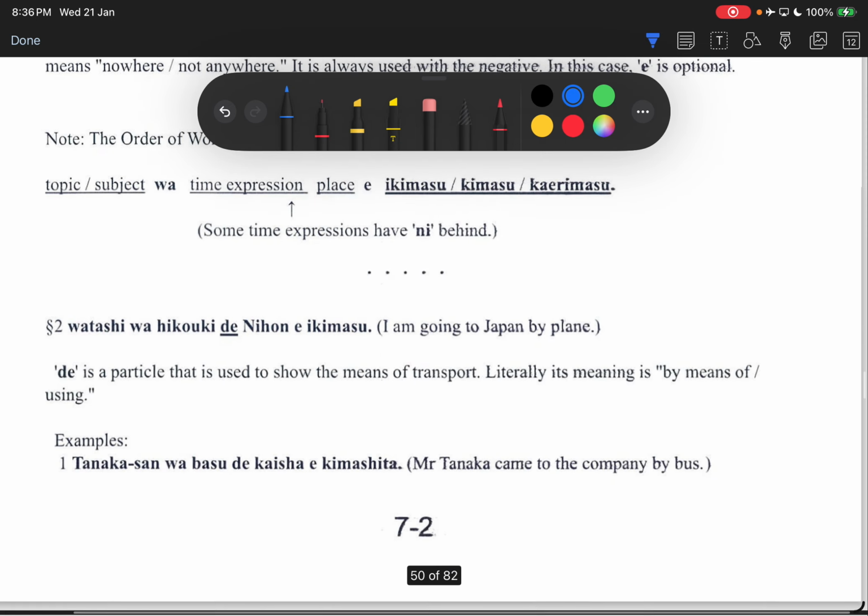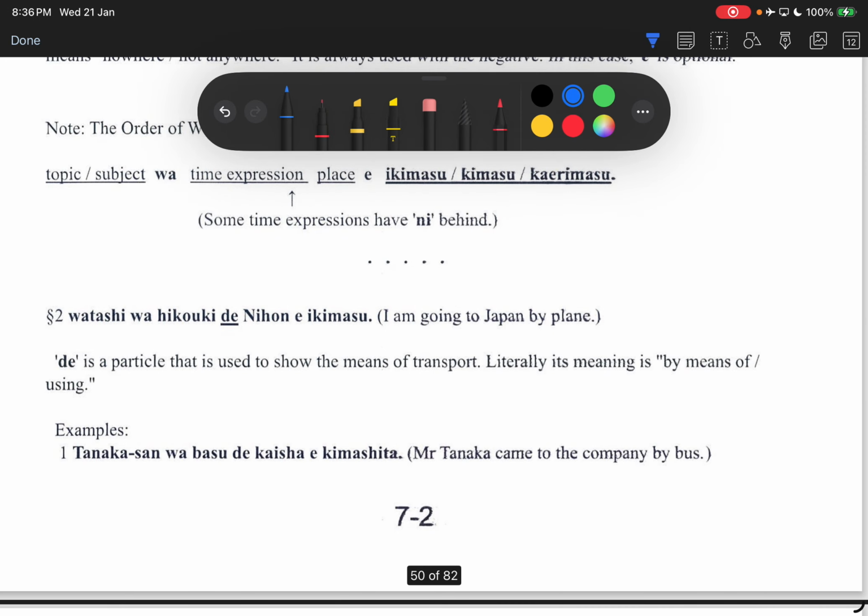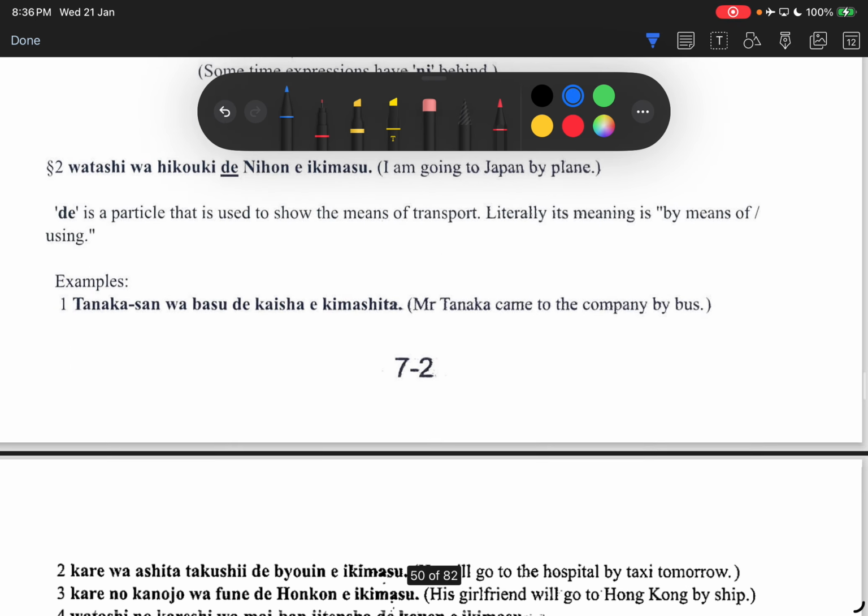Moving on to number 2. The sentence structure we don't need to pay too much attention to now. I will have a recap summary later when we finish all the grammar particles that we need. There will be a recap article at the end of the book. Okay, so we move on to number 2.